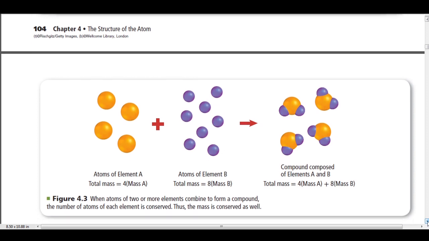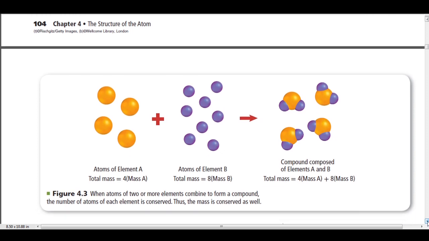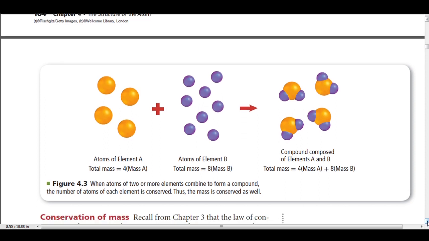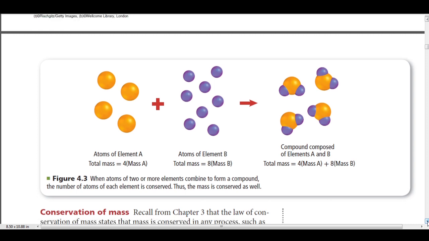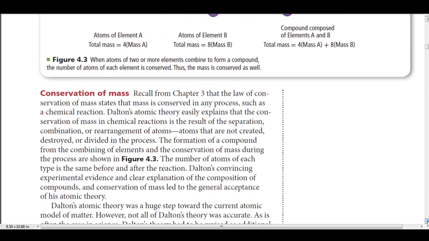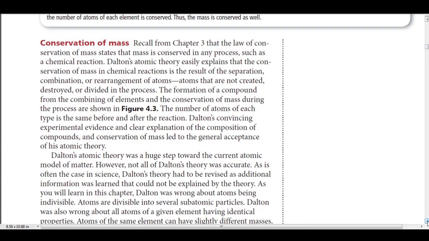One of Dalton's experiments was taking elements of A and combining them with elements of B, and he noticed that they were combining in these ratios, and that the elements, when combined, would conserve mass. Mass is not created nor destroyed, it is only transferred. So A plus B creates compound AB, and depending on how much you had of A and B, the mass of AB would be the summation of A and B. We call that the conservation of mass.